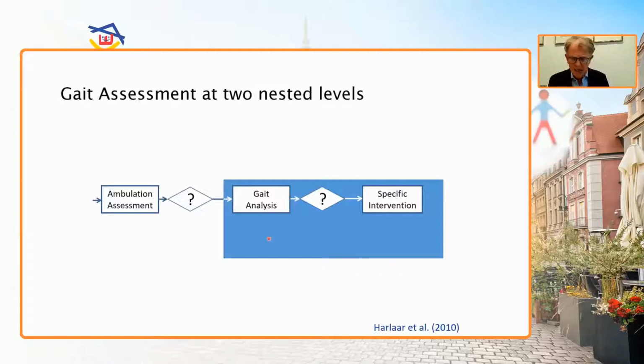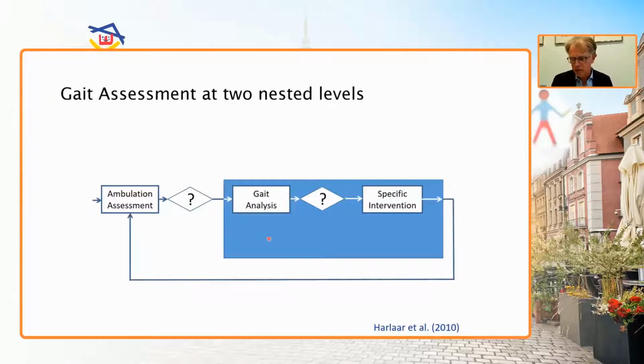So at the end, our first concern is to evaluate the result of a specific intervention at the level that is meaningful to the patient. Secondly, we can also look with our gait analysis whether we indeed have reached that goal by targeting the right impairment.